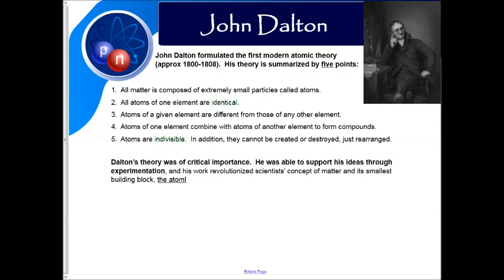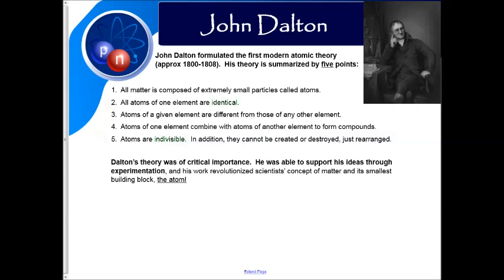Now, John Dalton formulated this first modern atomic theory around 1800, and his theory was summarized by 5 main points. First one, all matter is composed of extremely small particles called atoms. Second, all atoms of one element are identical. Third, atoms of a given element are different from those of any other element. Fourth, atoms of one element combine with atoms of another element to form compounds. And fifth, atoms are indivisible. In addition, they cannot be created or destroyed, just rearranged.